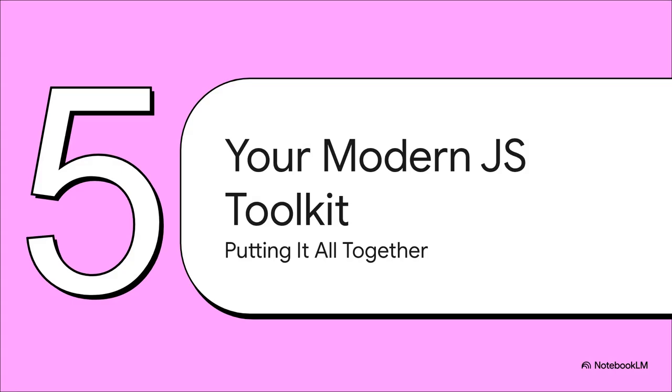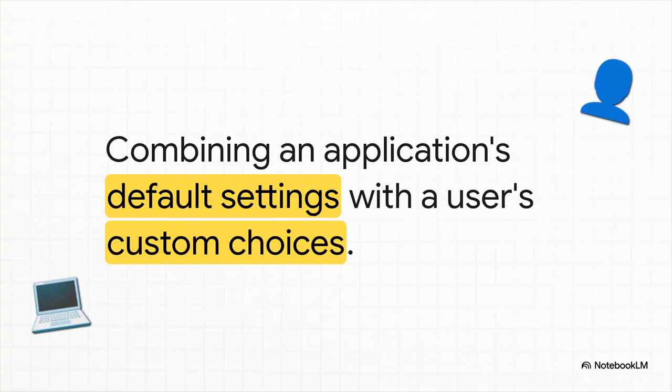So we've seen all the tools individually. Now let's put it all together. Let's look at a classic real-world scenario to see how this modern JS toolkit really, truly shines. Okay, here's the situation. We've all been here. Your app has a bunch of nice, sensible default settings. You know, a light theme, a standard font size, but you want to let your user provide their own choices. Maybe they prefer dark mode, and those choices need to cleanly override your defaults. So, how do you merge them?